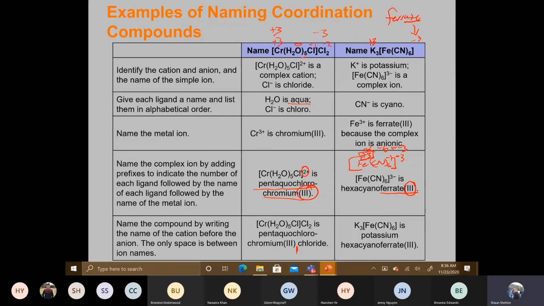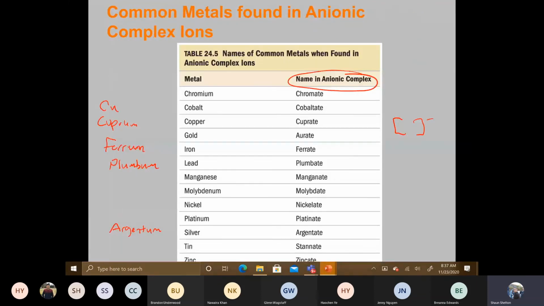So the first thing you should always do is figure out the counterion and determine if the complex is positive or negative. If it's positive, it just goes straight through. If it's negative, remember you have to switch the name of the metal to end in -ate, like ferrate or cuprate or molybdenate. These are just examples, and that goes back to this chart that you see here.